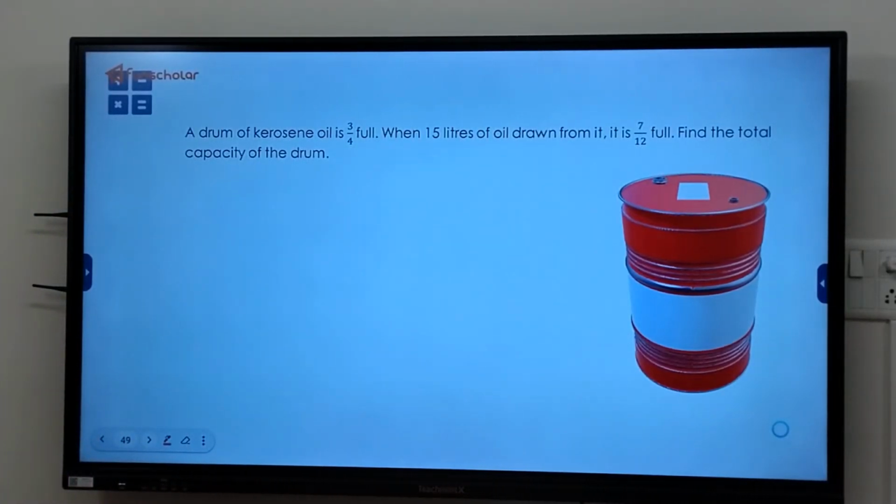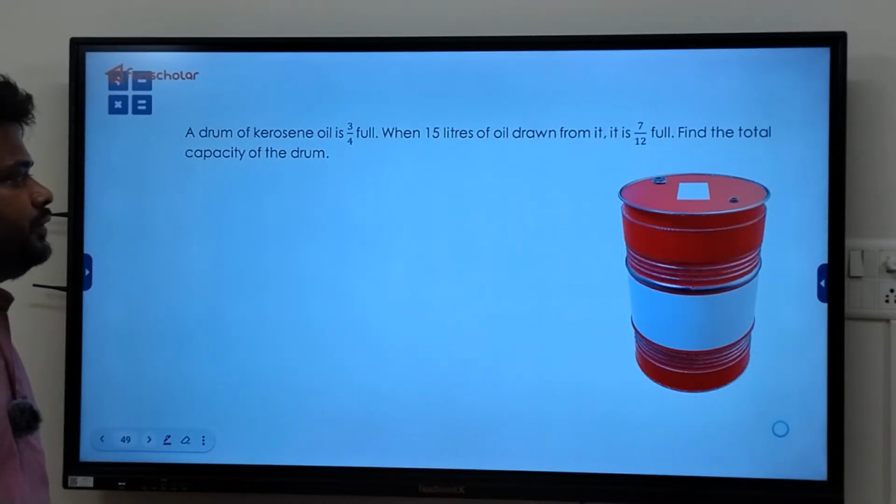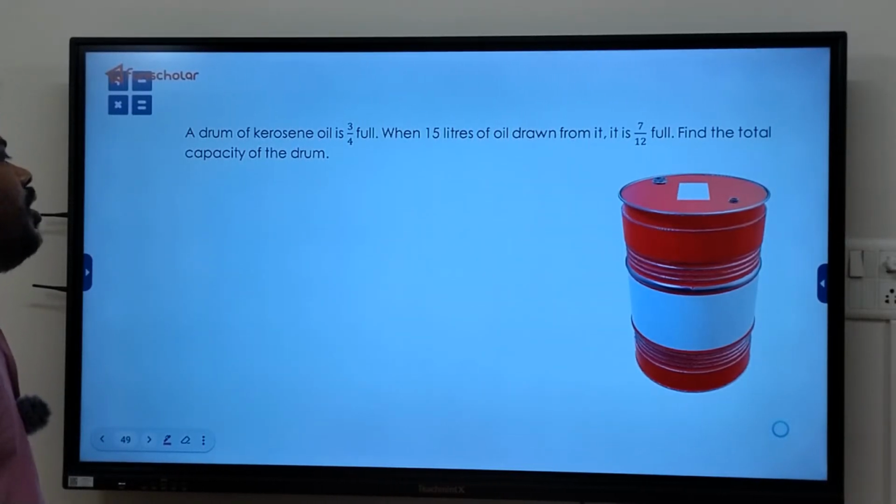Okay, a drum of kerosene oil is 3 by 4 full. When 15 liters of oil is drawn from it, it is 7 by 12 full. Find the total capacity of the drum.